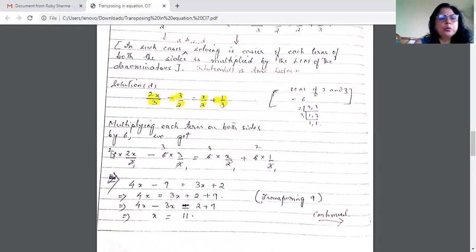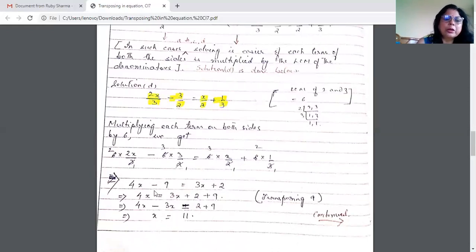Now what remains? 2 into 2x is 4x. Now here minus will remain as it is. 3 into 3 is 9. Is equal to, see here what remains. 3 into x. Isn't it 3x? Because x by 1 is x only. Plus 6 gets cancelled with 3 and you're left with 2. So 2 into 1 is 2.